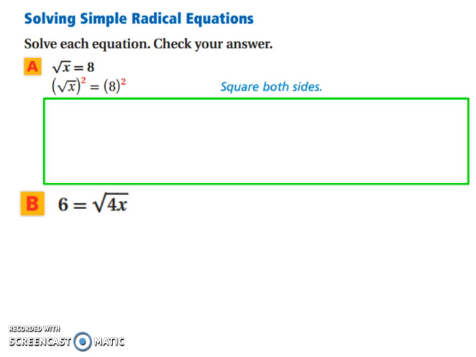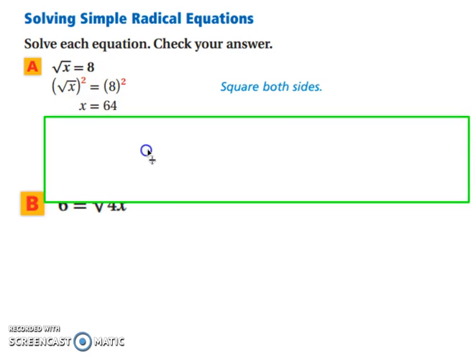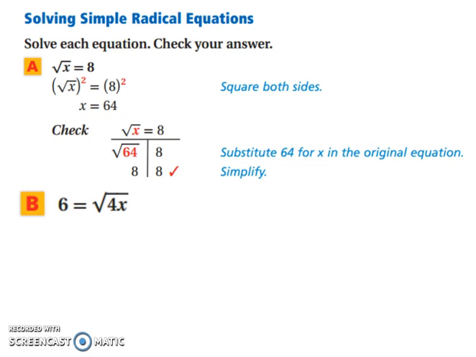Let's practice. So we have the square root of x equals 8. The opposite of taking the square root of something is to square it. So the square root of x squared equals 8 squared. Whatever you do to one side, you have to do to the other. So now we end up with x equals 64. You can always check your solution. So the square root of 64 is in fact 8.